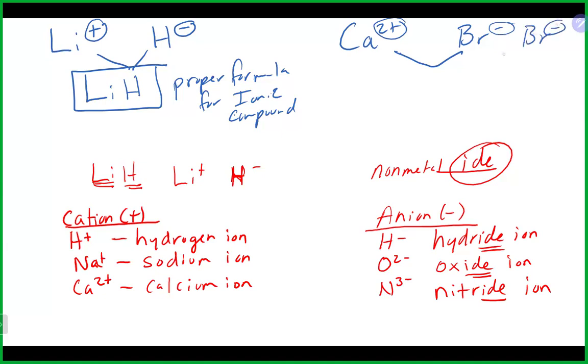Now I have an overall -2 charge, right? That balances out the +2 charge, right? Now here's the simple aspect of it. I just need to count everything I just wrote there, right? So I have 1 calcium and how many Brs? 2. I put a 2. And that would be the formula.